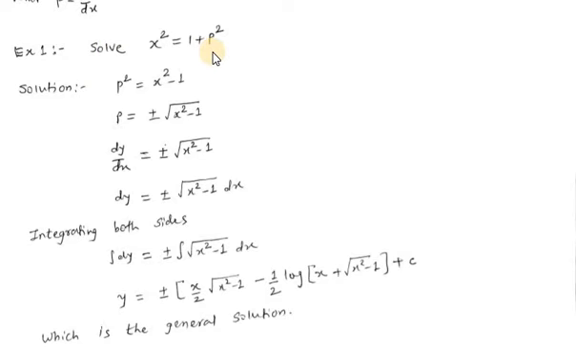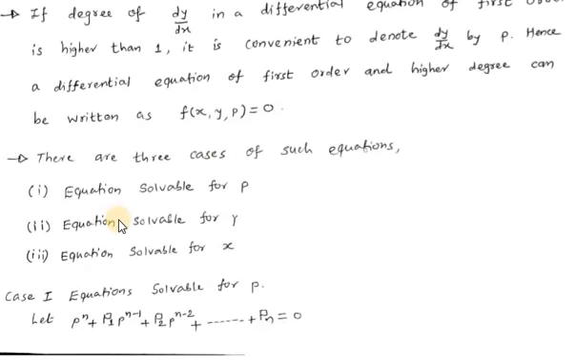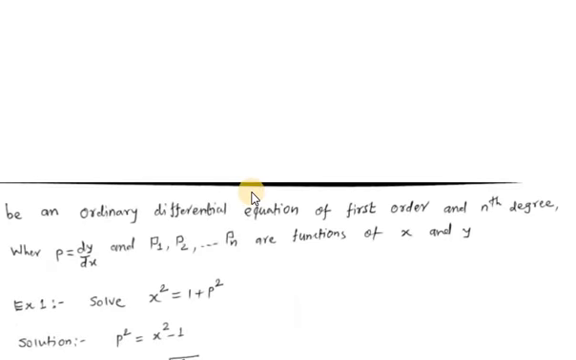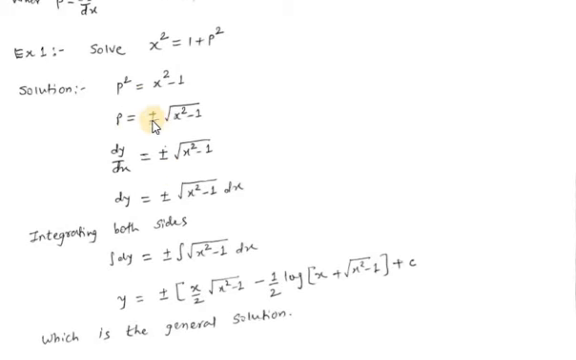Solve x square equals to 1 plus p square. As this is the problem of case number 1, that is equation solvable for p, we will make p the subject of this equation. So we have p square equals to x square minus 1. So p will be plus minus square root of x square minus 1, and p is dy by dx, that is equals to plus minus square root of x square minus 1.